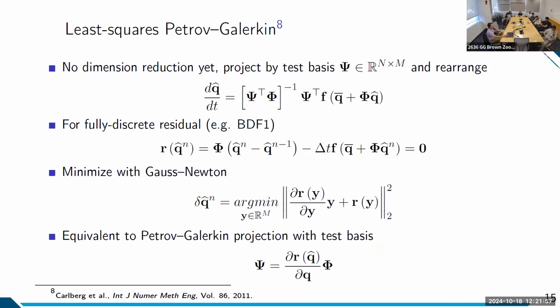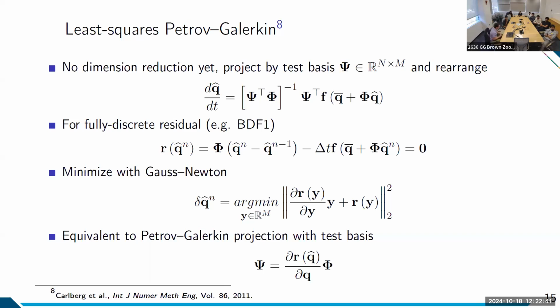Then when you insert that approximation into your system, you don't actually have any dimension reduction of your ODE. It's still N dimensional. And so you need to project your system by some test basis psi, and rearrange your governing equation such that you get a low dimensional ODE for your modal coefficients Q hat. There are a lot of different ways of choosing this test basis. I would say the most popular way is Galerkin projection, where you're just choosing the test basis to be identical to the trial basis phi. But in our case, we find that the least squares Petrov-Galerkin method is much more stable and robust.